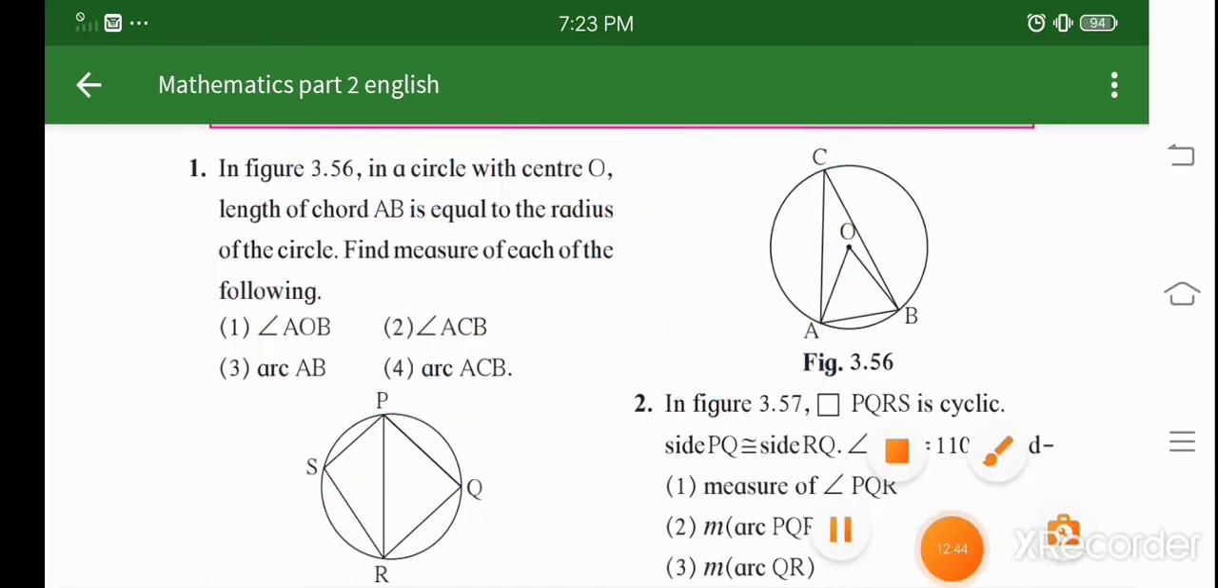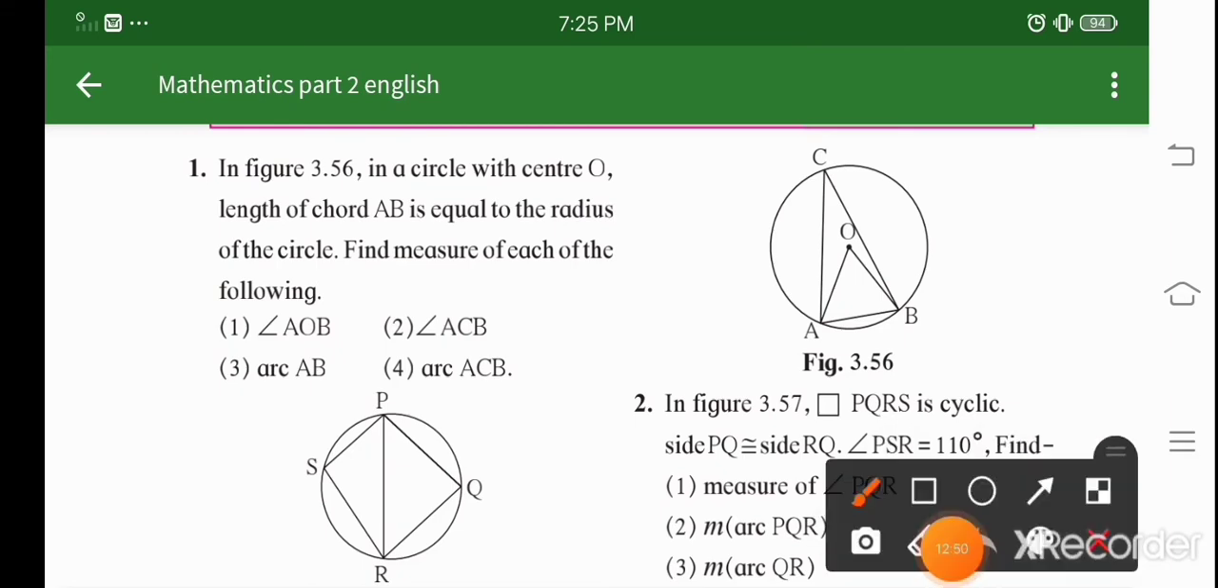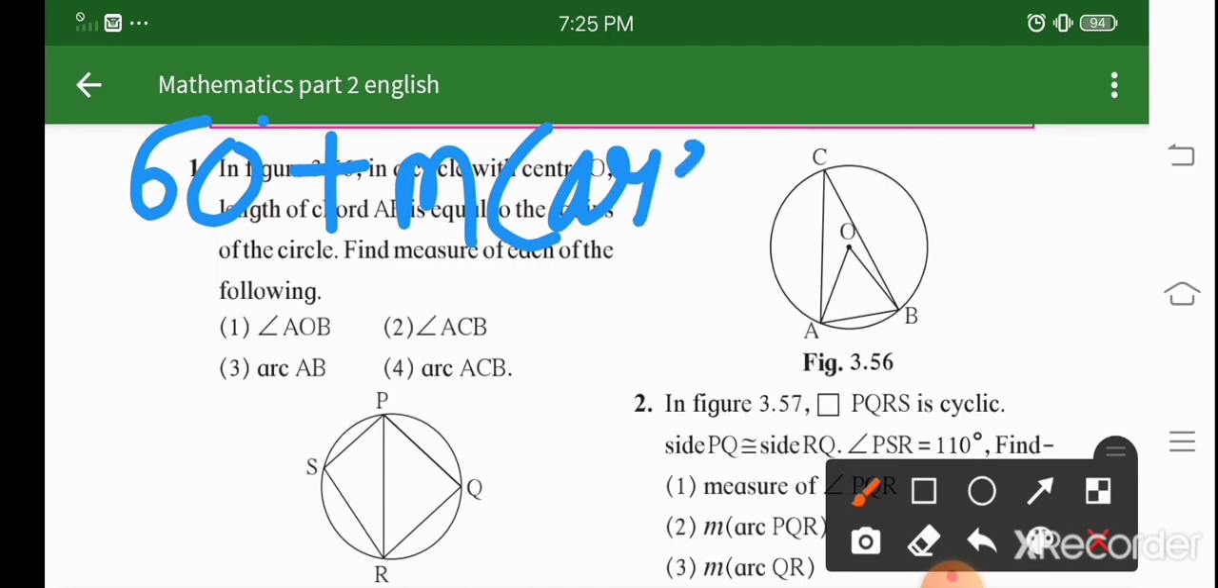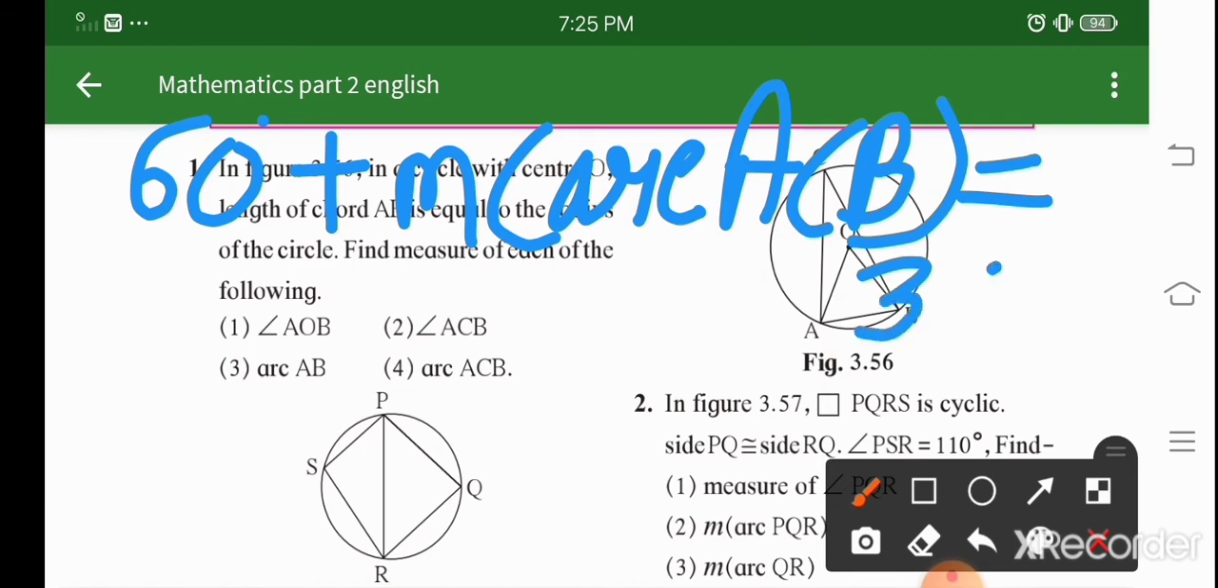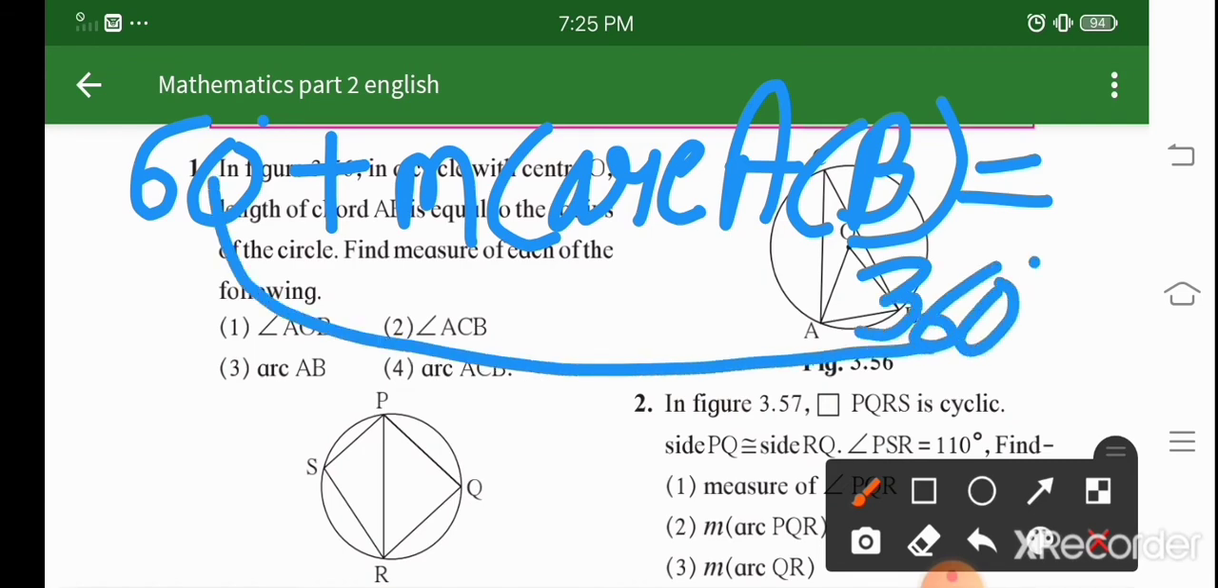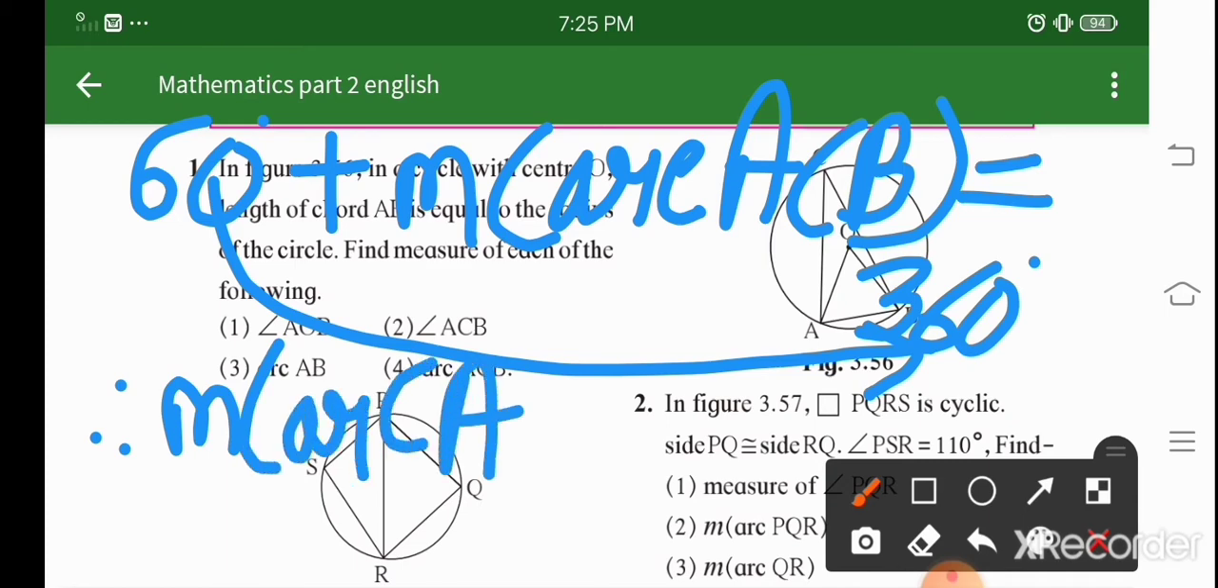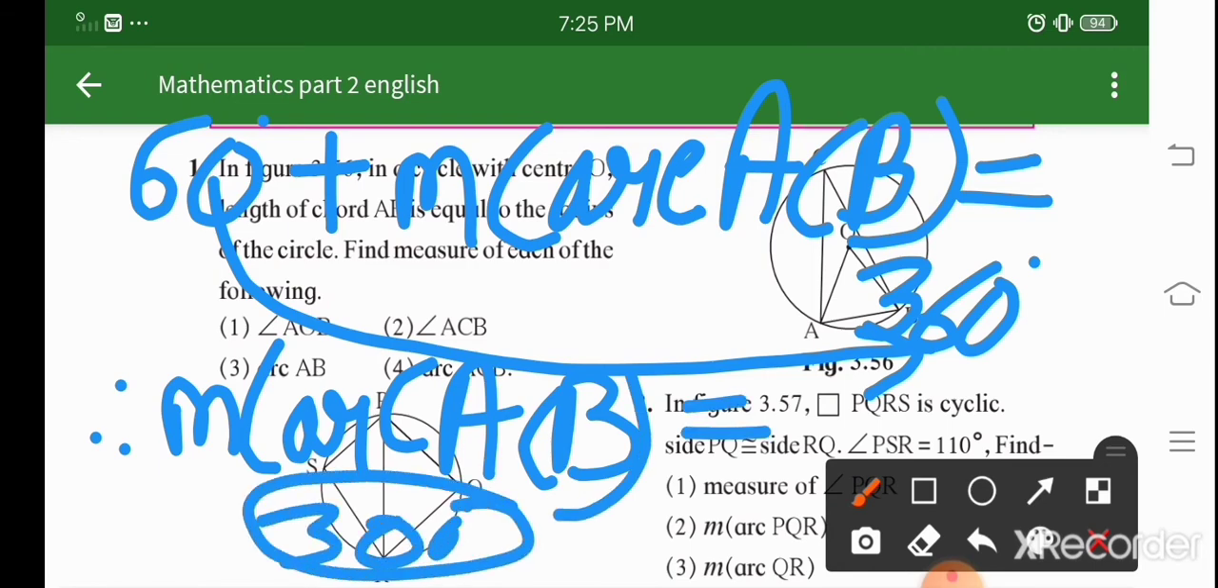I think this is clear. So now you can just write measure of arc AB is 60, right? And measure arc ACB we have to find out. So just write as it is, measure arc ACB is equal to 360 minus 60, right? Take this 360 over here, it will become minus. So when you subtract 360 minus 60, you will get 300. Therefore measure arc ACB will be 300. Okay, so with this we have completed our question number 1.